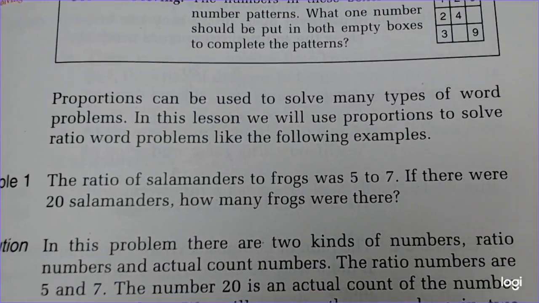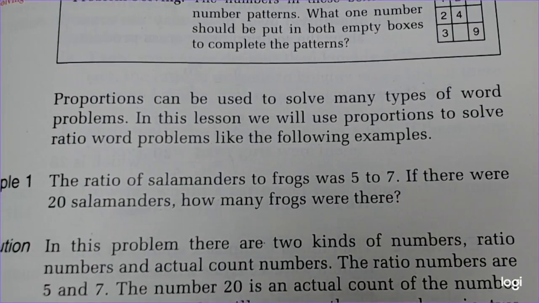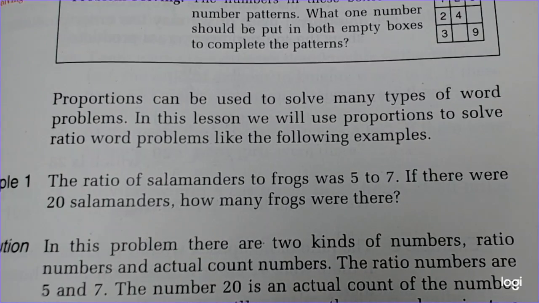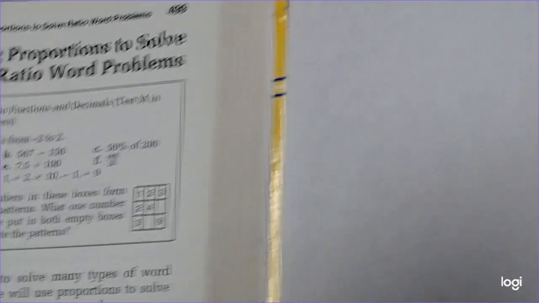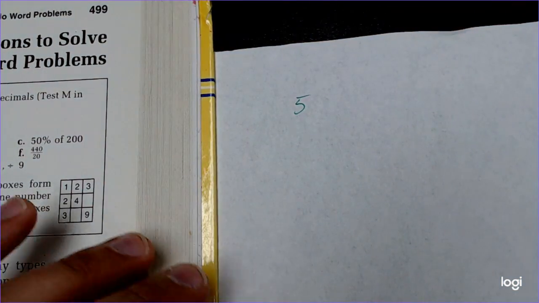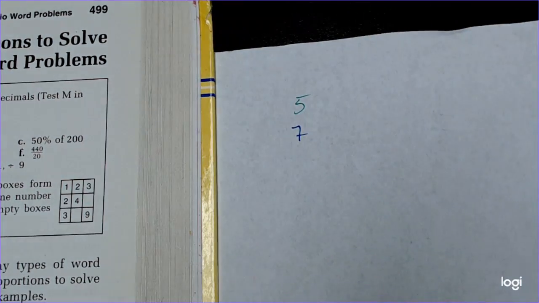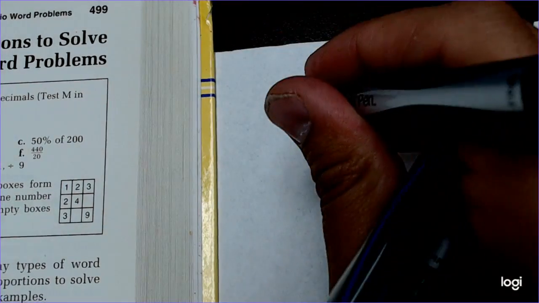They tell us the ratio of salamanders to frogs was 5 to 7. If there were 20 salamanders, how many frogs were there? So first thing we're going to do is write the ratio of 5 to 7 in fraction form, and we're also going to label it. So let's go over here. I've got 5 to 7. Right, that's my ratio.